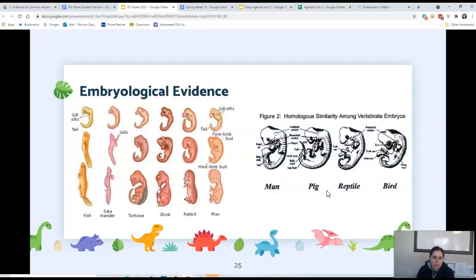And we have the pictures. When we look at fish, salamanders, tortoises, chickens, rabbits, and humans, all at the very early stages have very similar embryological development. They do start to differ as you get a little bit older, but even here, you still see quite a bit of similarity up to a point. This is also humans, pigs, reptiles, and birds, which have similar development, so you can see the embryological development. It definitely changes once you get a certain amount of time into gestation.